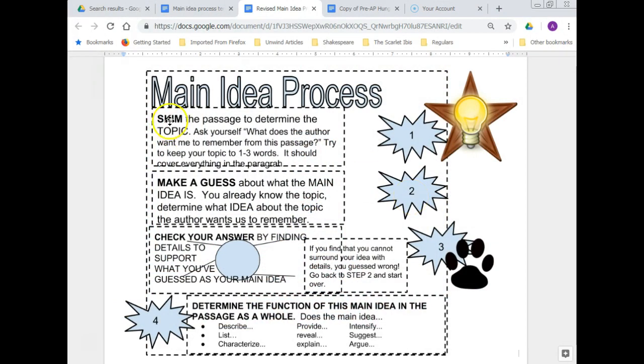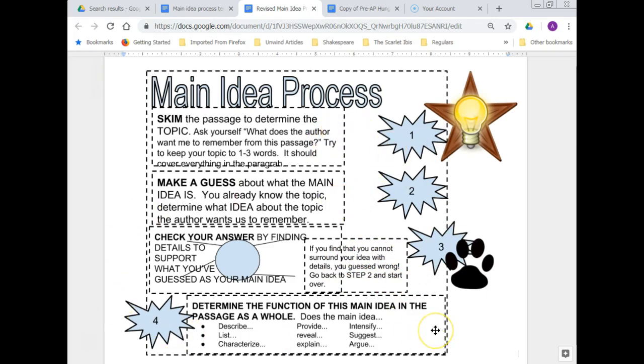So this is our main idea process. Again, skim the passage, get your topic, make a guess about what the main idea is, and then check your answer by finding details, remembering that if you can't find details, it's because you're wrong, and that sends you back up to maybe step 1, maybe step 2.